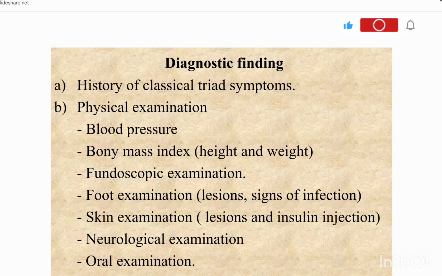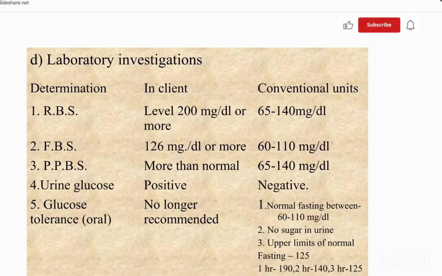Next are the diagnostic findings. First is the history of classical triad symptoms. Based on the history, if anyone in the family has a history of diabetes mellitus, this can lead to diabetes. The second is the physical examination like blood pressure, body mass index, fundoscopic examination, foot examination for lesions, signs of infections, skin examination, insulin injection sites, lesions, and neurological examination and oral examination.